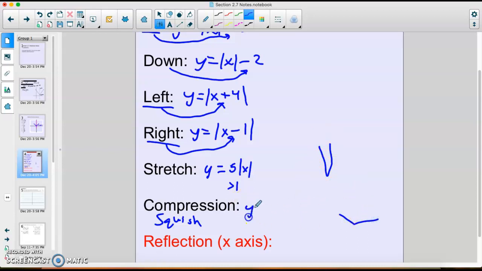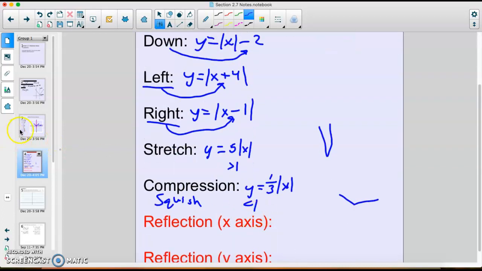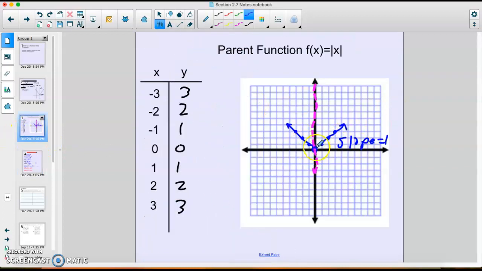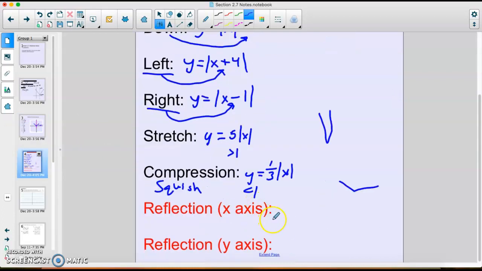Okay, and in order to do that, we're going to have a number less than 1. So for example, 1/3. That just means they're going up 1/3 as fast, so not quite as fast. Now I said earlier that it's always going to be positive, but there are ways that we can change it to make it negative, and this is that way.